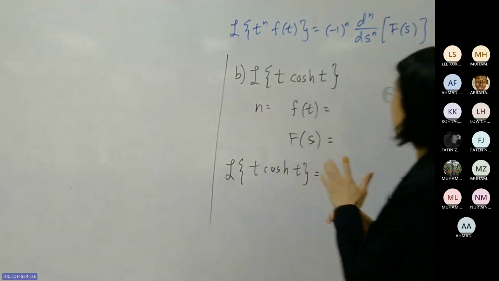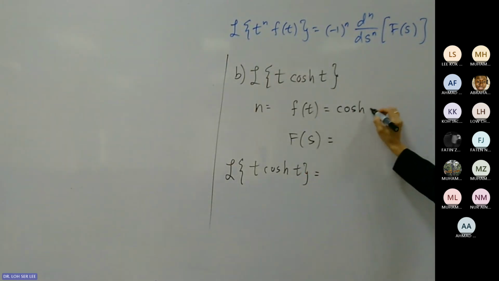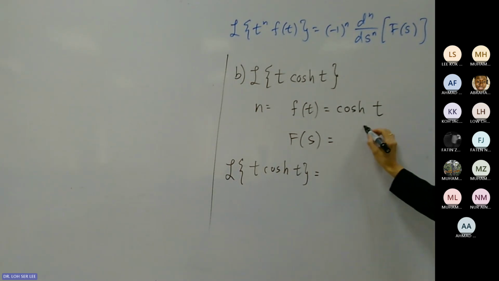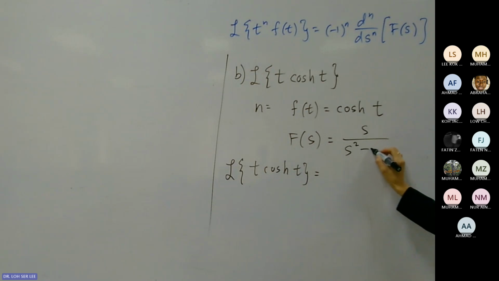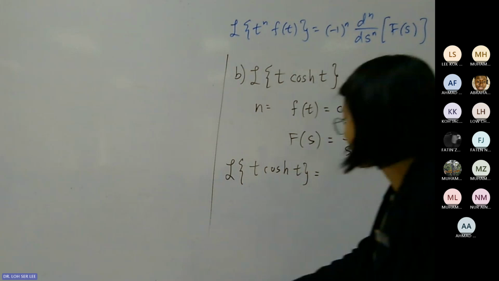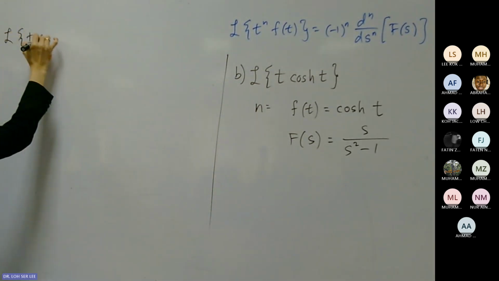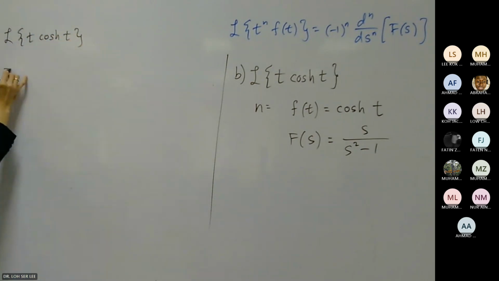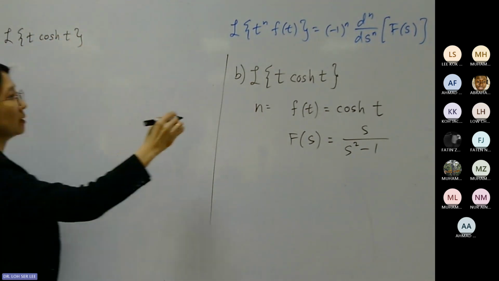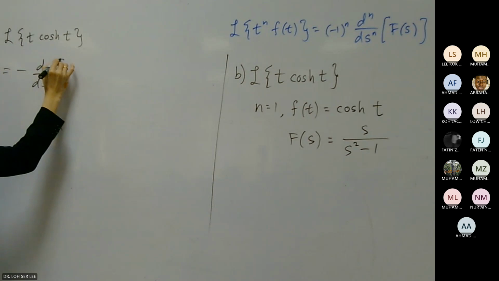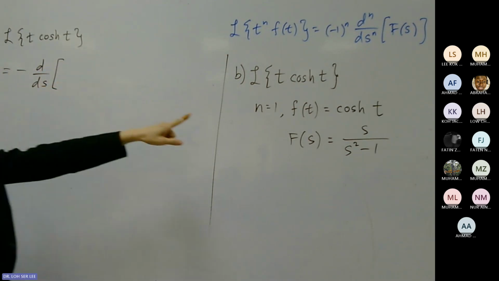Okay, your f(t) is hyperbolic cos t, right? So F(s) is s over s squared minus 1. This one I continue here. Laplace of t hyperbolic cos t, t^n is 1, n is 1, so we have a negative sign. Then d over ds. Then we need to differentiate this function.